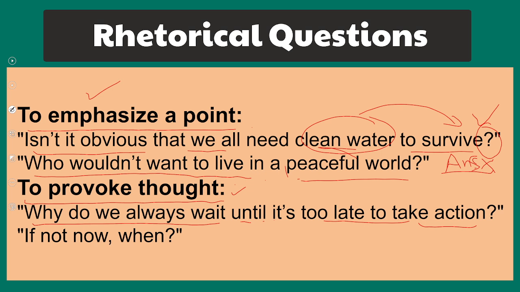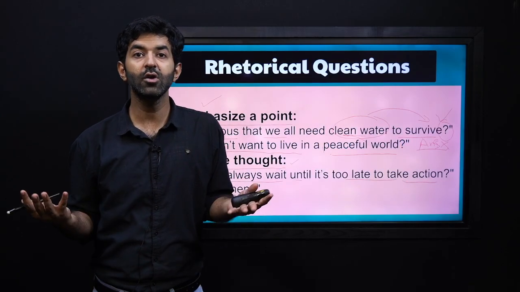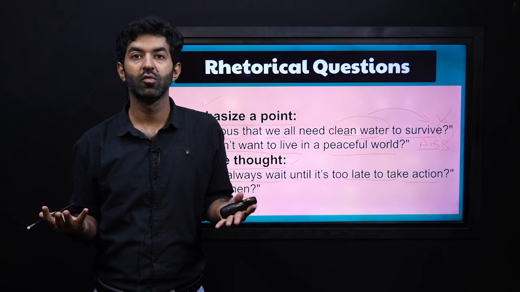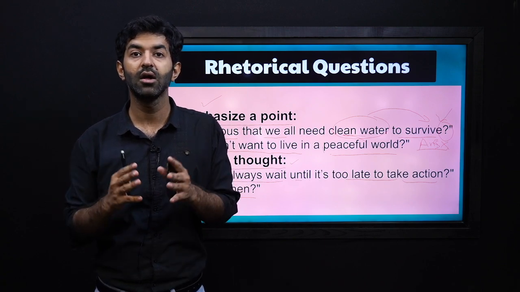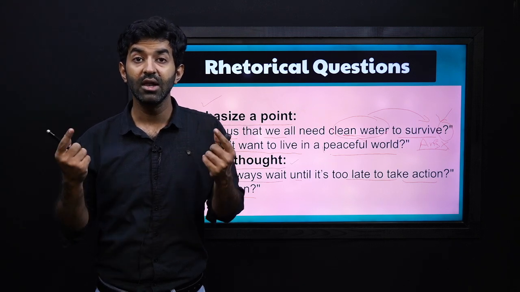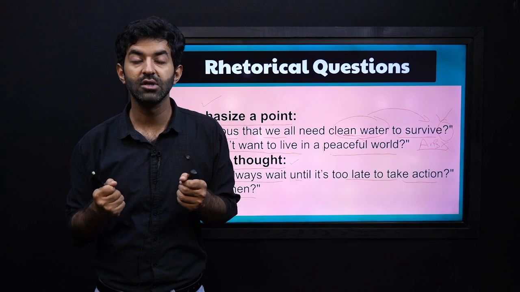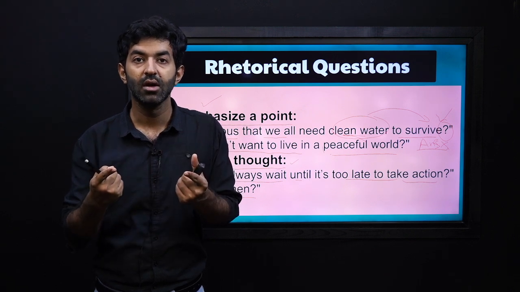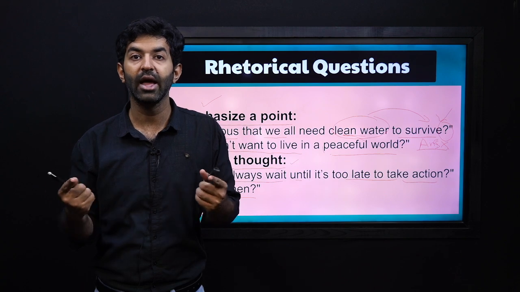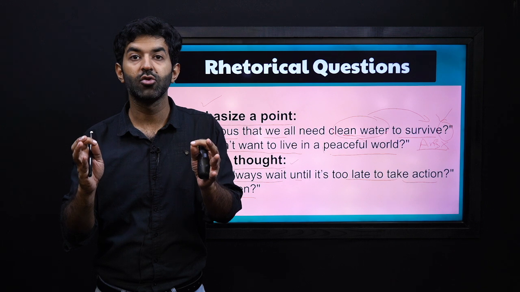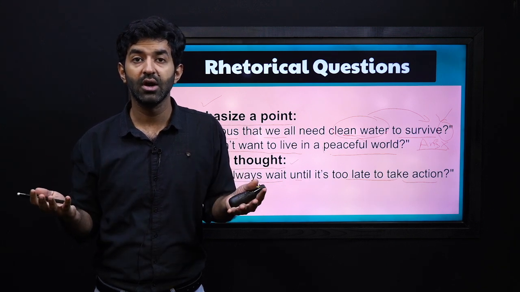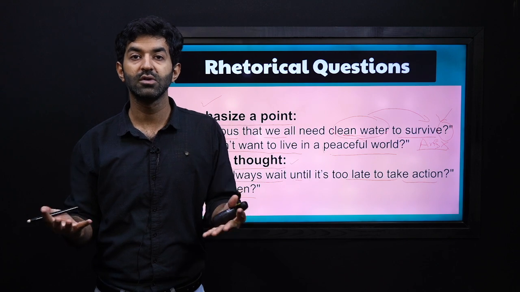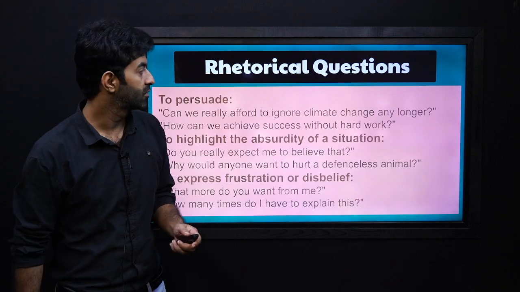Next example is, if not now, when? So, it means that we should do it now. Otherwise, when are we going to do it? What is the right time? We are already too late. So, this is a rhetorical question and the listeners will think, yes, now is the time to take action. They do not answer the question and the speaker also does not want any answer. This is provoking a thought in your mind that if you don't do it now, then when are you going to do it? So this is an example of a rhetorical question.